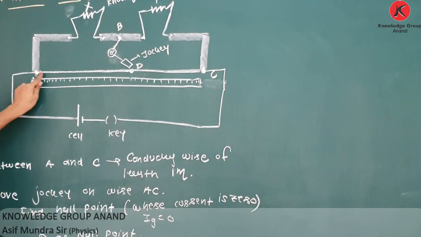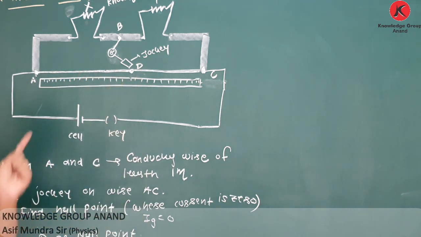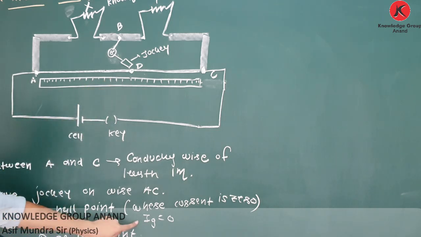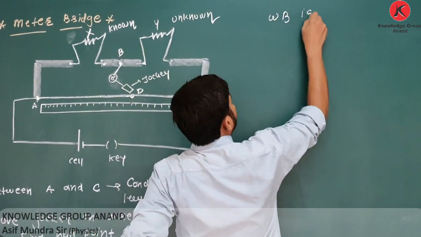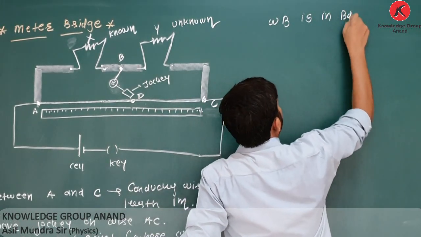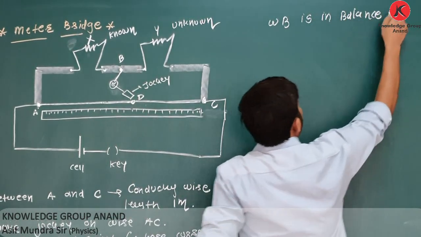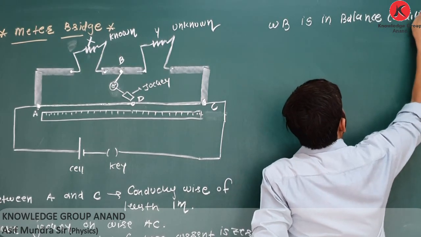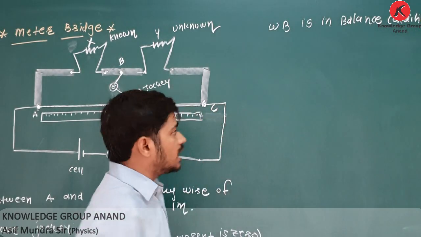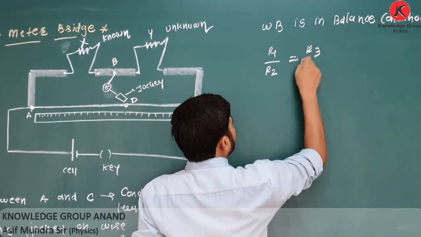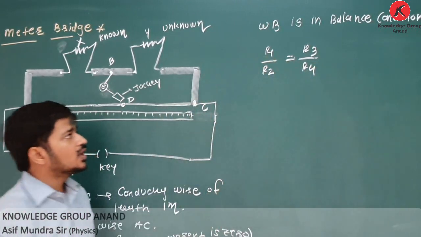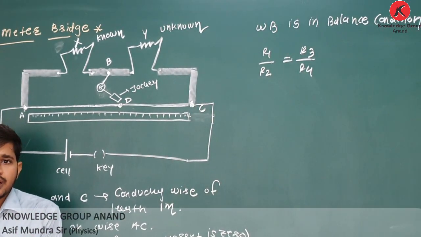What we have to do? Move the jockey on wire AC and find the null point, where the current flowing through the galvanometer is 0. Here D is the null point. Now as the current flowing through the galvanometer is 0, the Wheatstone Bridge is in balance condition. And in balance condition, what is the equation? Yes, we have proved R1 upon R2 is equal to R3 upon R4.